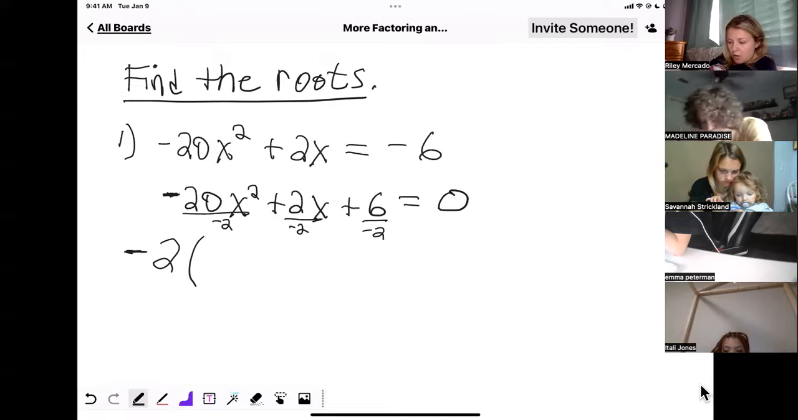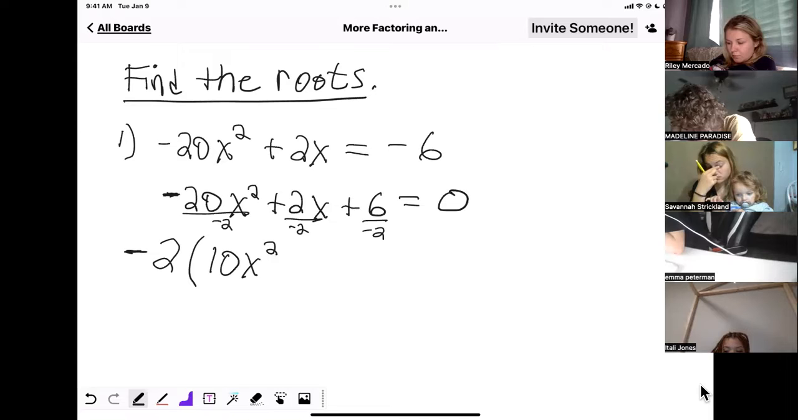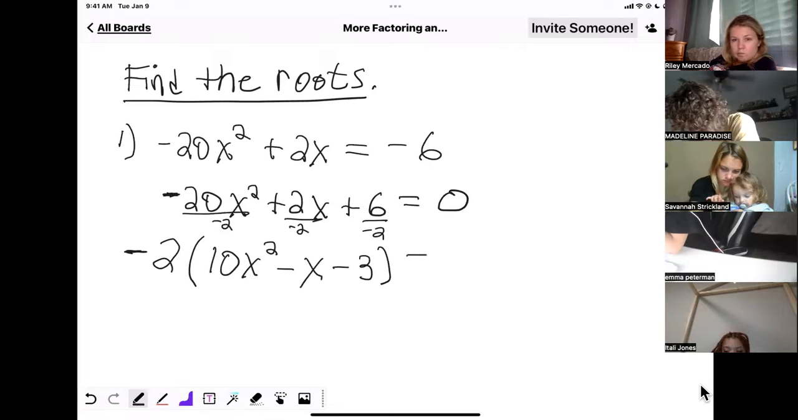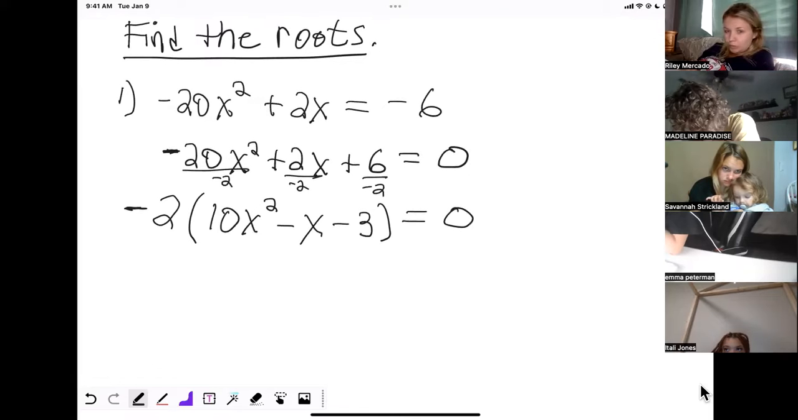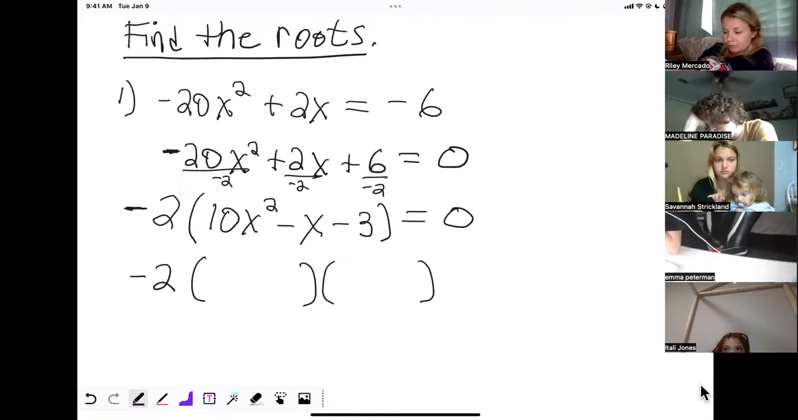And I get negative 20 divided by negative 2 is 10x squared. 2 divided by negative 2 is negative 1x, or negative x. And 6 divided by negative 2 is minus 3, and it's equal to 0. Now, like before, since we had this negative 2 in the front, I highly suggest you set it up so you don't forget the negative 2.